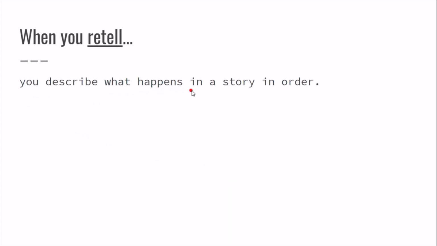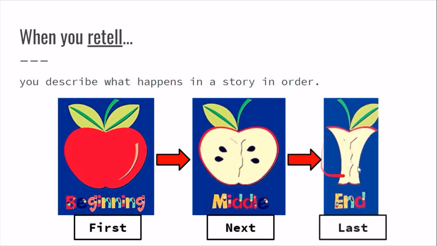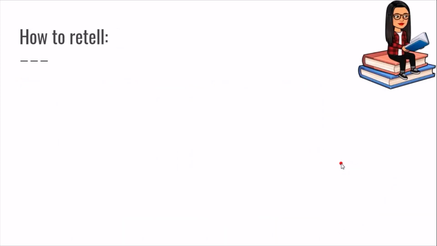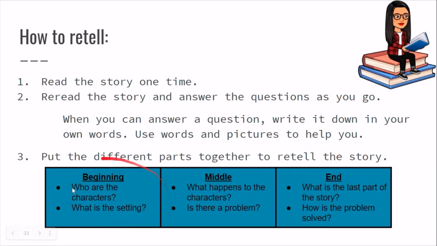Let's review. When you retell, you describe what happens in a story in order from beginning to middle to end. And let's review how you will retell when you are reading your own realistic fiction text. First, read the story one time. Then you are going to reread the story and answer the questions as you go. So here are the questions again for the beginning, middle, and end. When you can answer a question, write it down in your own words. Use words and pictures from the text to help you. And last, put the different parts together to retell the story.